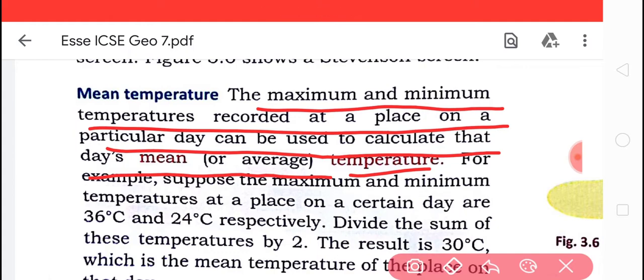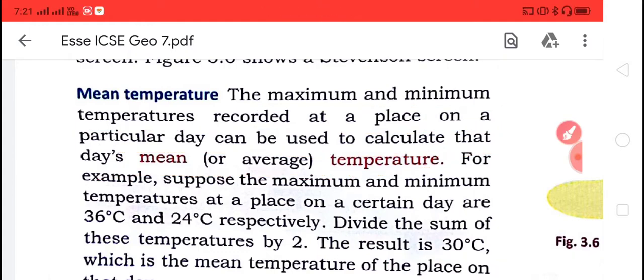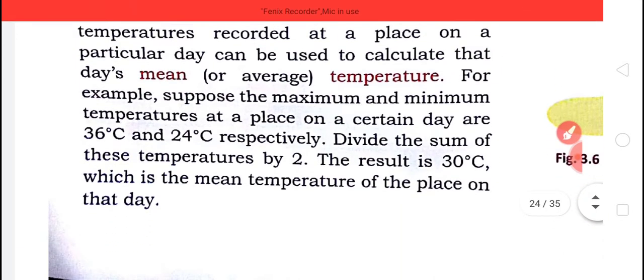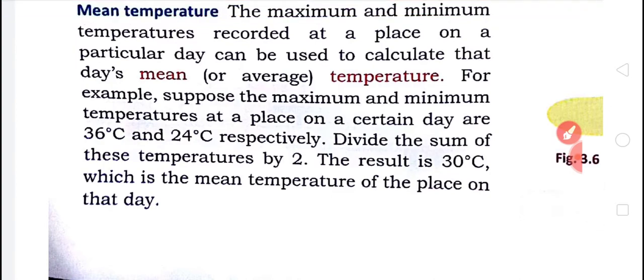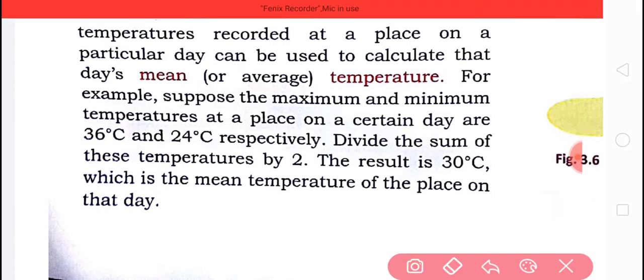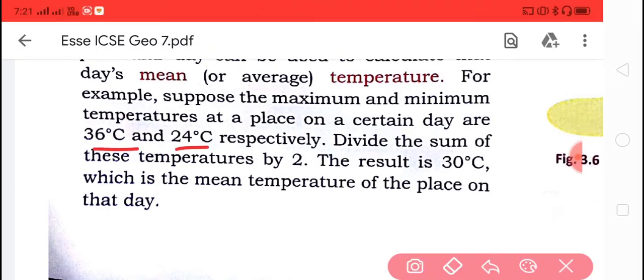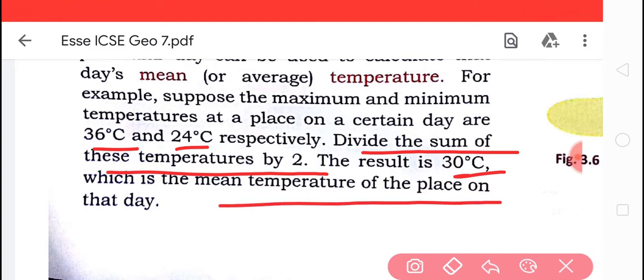So what we will do: suppose the maximum and minimum temperature of a certain day is 36 degrees and 24 degrees. We will just divide the sum of these temperatures by 2. The result is 30 degrees. So the mean temperature is 30 degrees.